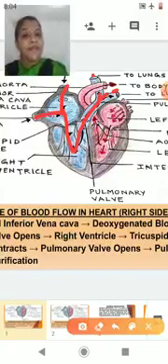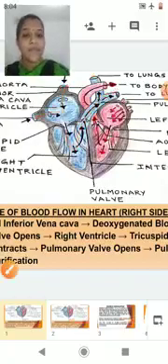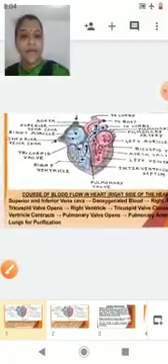So have you understood the blood supply on the right hand side of the heart? Okay, now you can look at the slide.